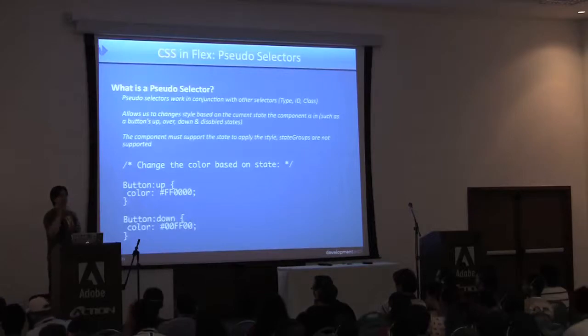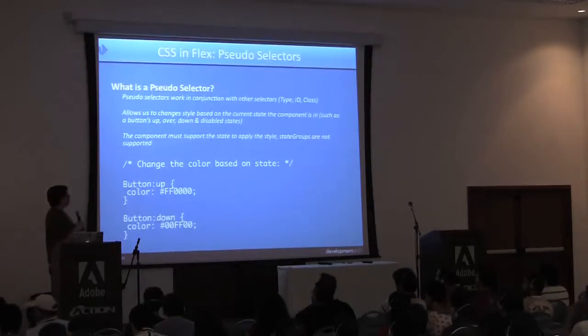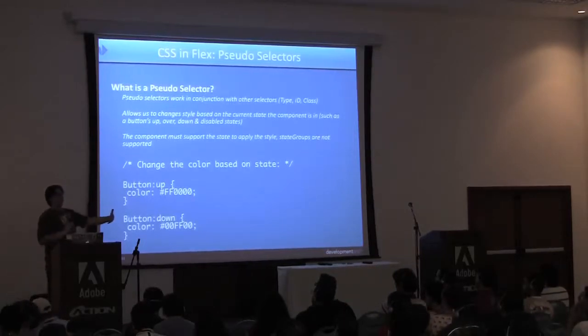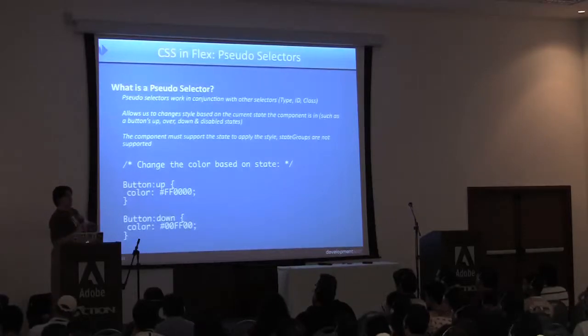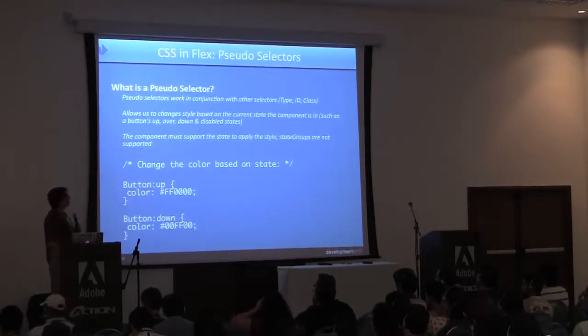I don't want to keep defining and redefining the properties over and over again. So Adobe's introduced this thing called state groups to help manage this. The problem with state groups is they're not exposed to us in CSS. So if you guys start playing with state groups, you can't set them through CSS. You have to explicitly set all the different states with the pseudo selectors. So for those of you who understand state groups, keep that in mind.